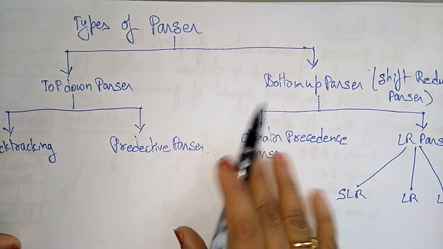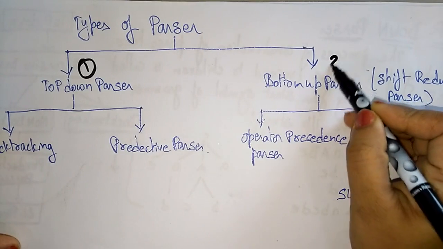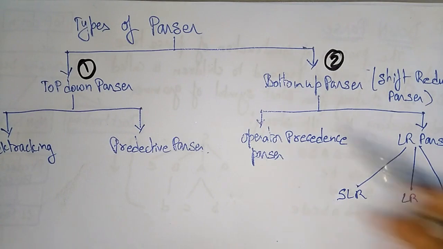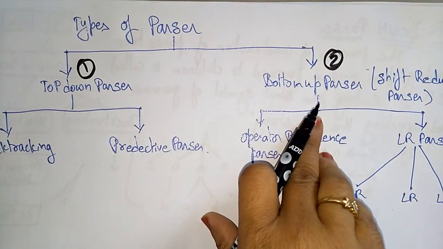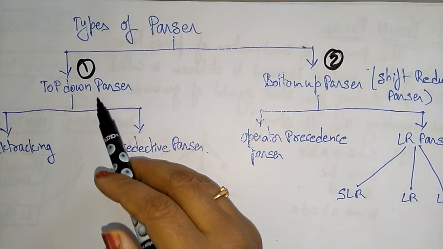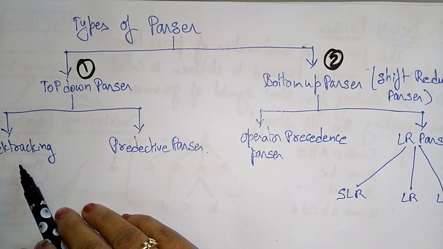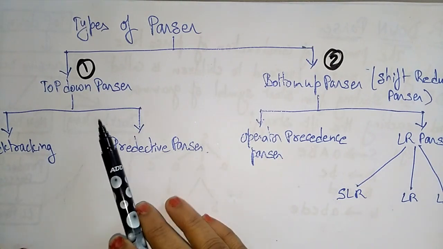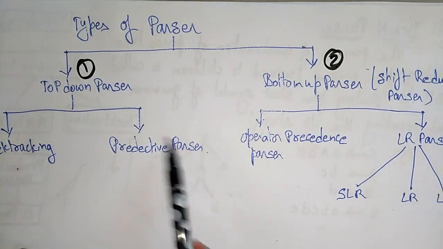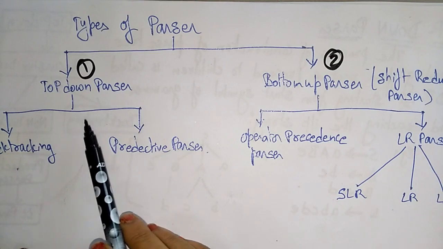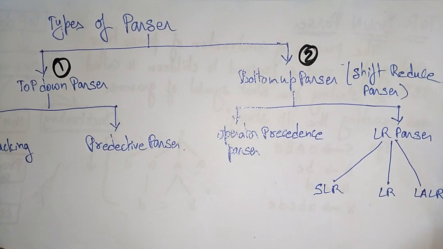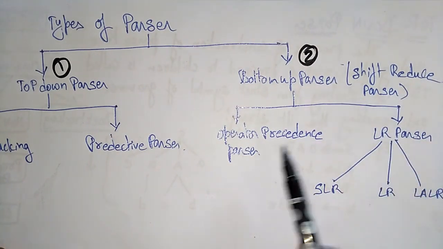The two different types of parsers are the top down parser and the bottom up parser. Top down means you scan from top to bottom, whereas bottom up means from down to up. The top down parsers are of two types: one is backtracking and another is a predictive parser. Bottom up parser is also called a shift reduce parser.